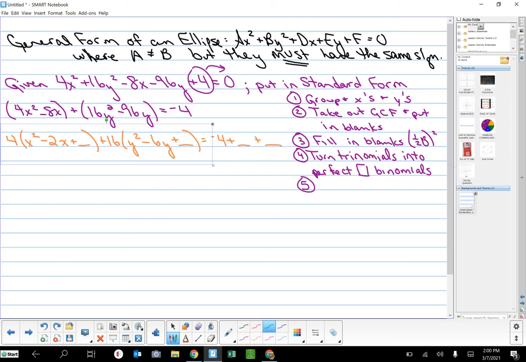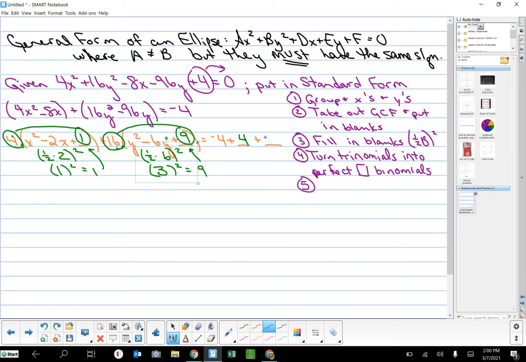Okay, so remember that the blank is 1/2 of b squared. Well, in this case, 1/2 of b is 1. Squared is still 1, and that goes there. However, 4 times 1 is what goes over here, right? Then here, we're taking 1/2 of 6 squared. 1/2 of 6 is 3. Squared is 9. That's what's going here. And then 16 times 9 is what's going over here, which is 144.